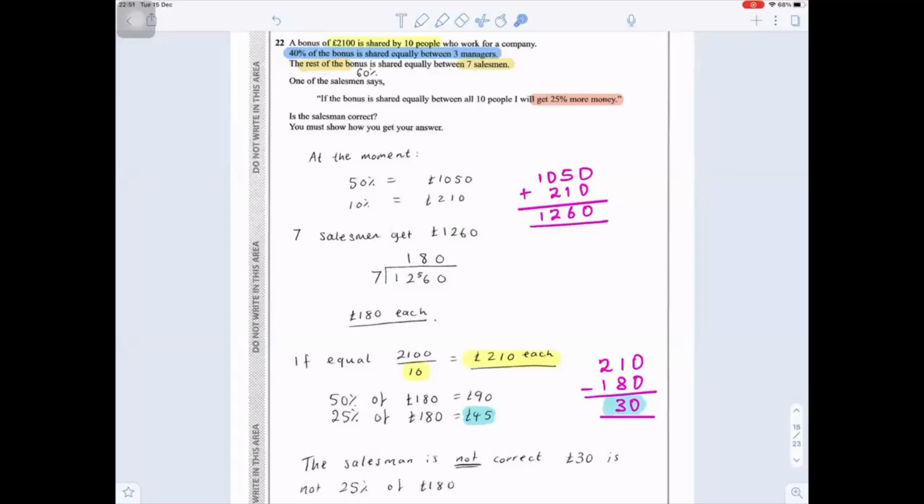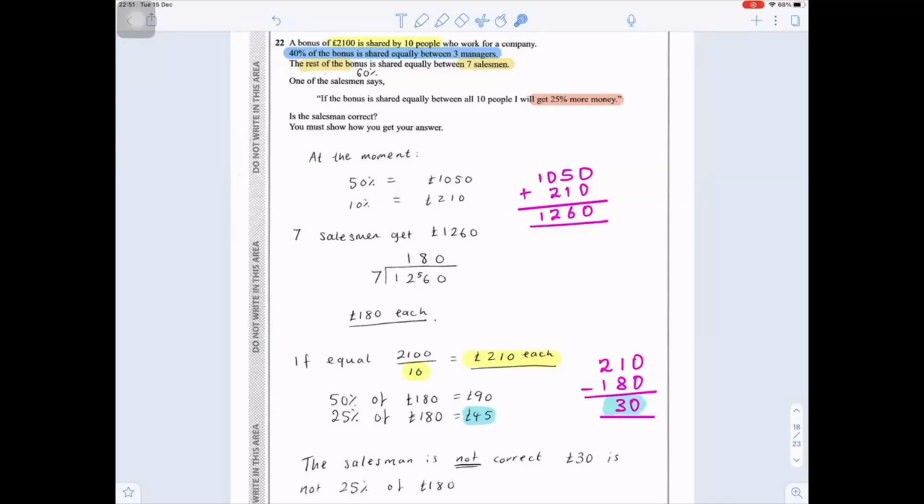Question number 22. A bonus of £2,100 is shared by 10 people who work for a company. 40% of the bonus is shared equally between 3 managers. The rest of the bonus is shared equally between 7 salesmen. One of the salesmen says, if the bonus is shared equally between all 10 people, I will get 25% more money. Is the salesman correct? You must show how you get your answer.